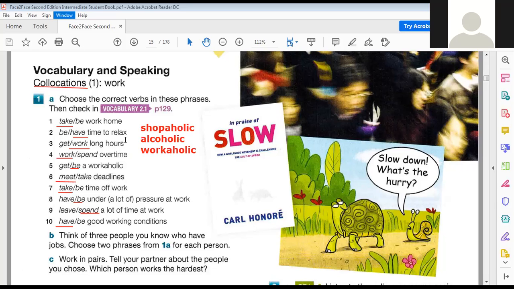Okay. So the idea is the original word was alcoholic, but then they made shopaholic. I think to the women. Yeah, most women are shopaholics. Not all of them. But many of them. Most of them. Okay. So this is a good, an interesting sentence.